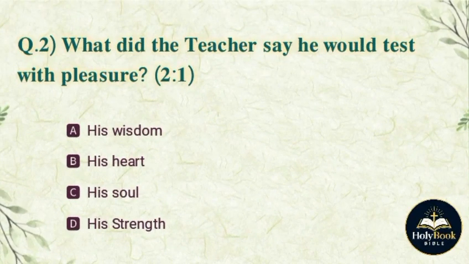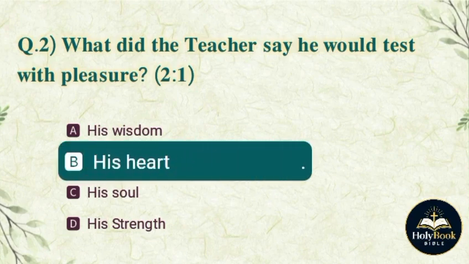Question. What did the teacher say he would test with pleasure? Options. A. His wisdom. B. His heart. C. His soul. D. His strength. The correct answer is option B. His heart.